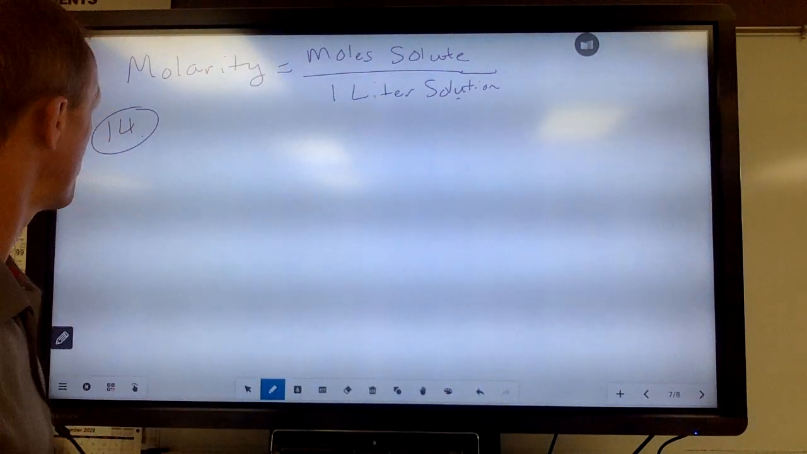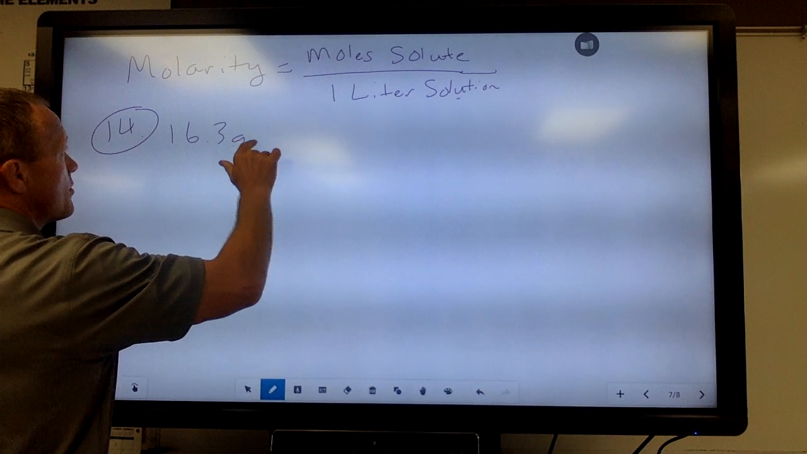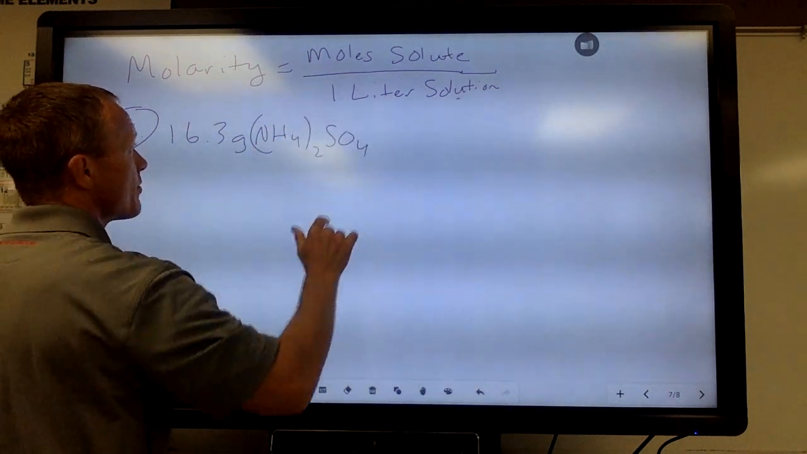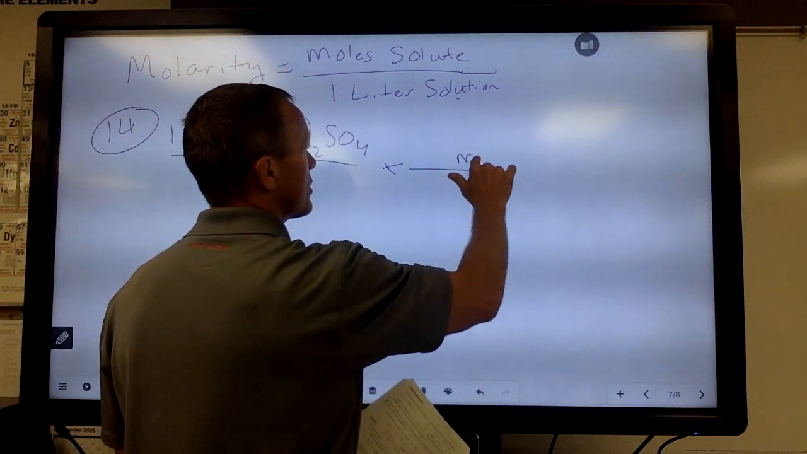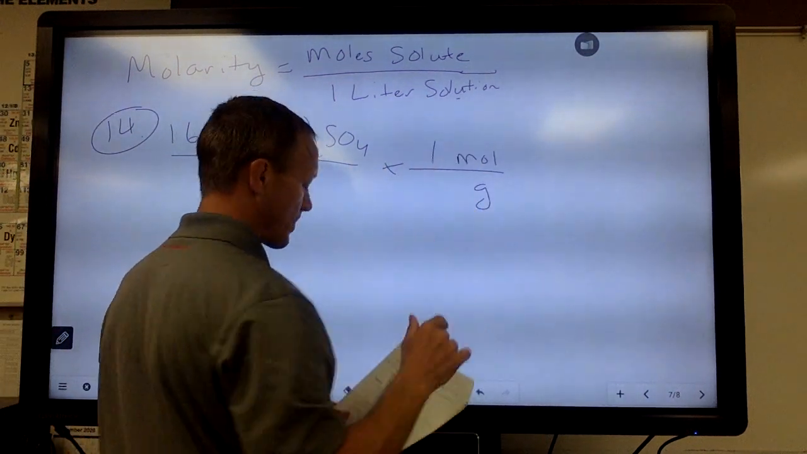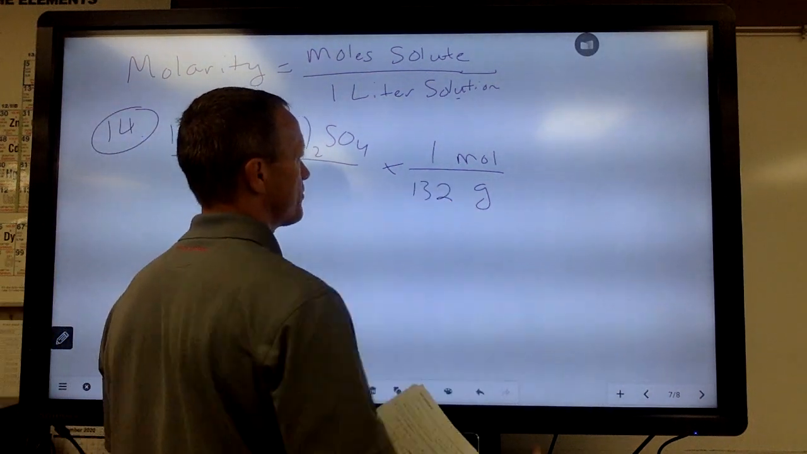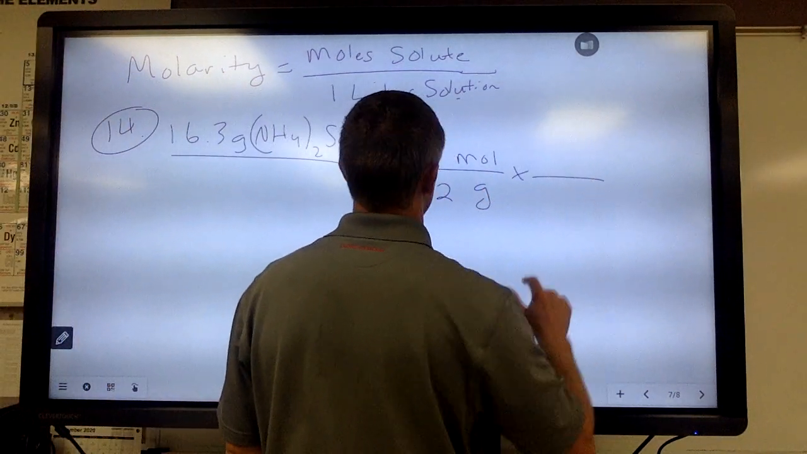All right, there's number 14A. You have 16.3 grams of ammonium sulfate. We want to know the molarity of it, so we need to turn this into moles. We're going to go grams to moles, and the molar mass from the periodic table would be 132 grams per mole. If I divide those, that gives me moles. I'm going to keep going.